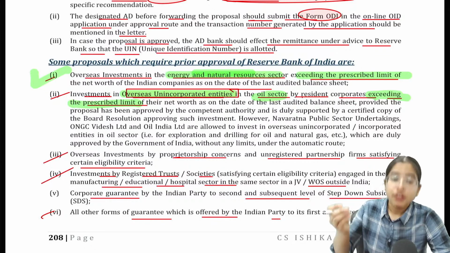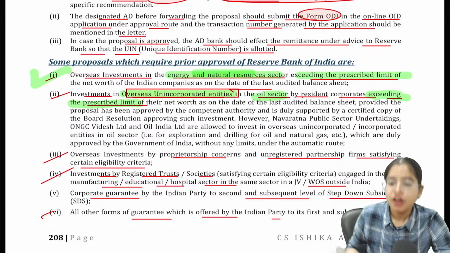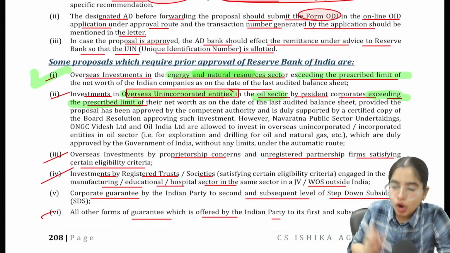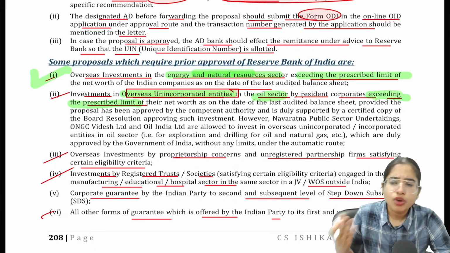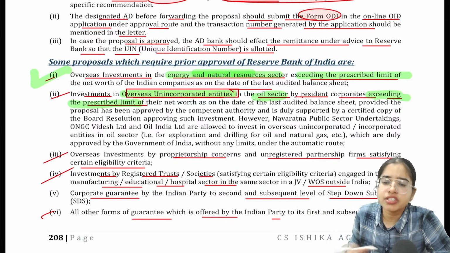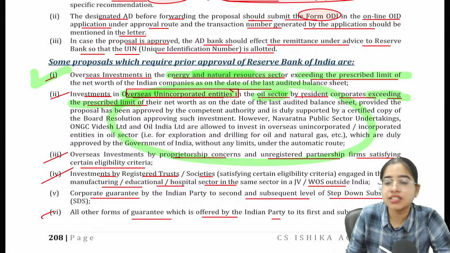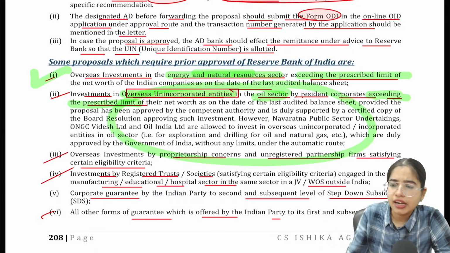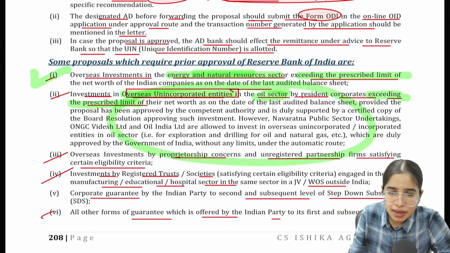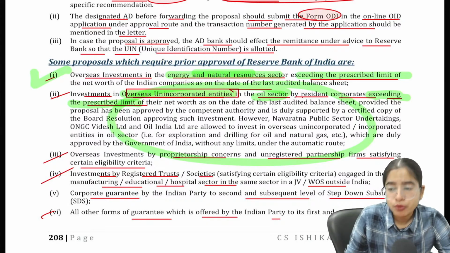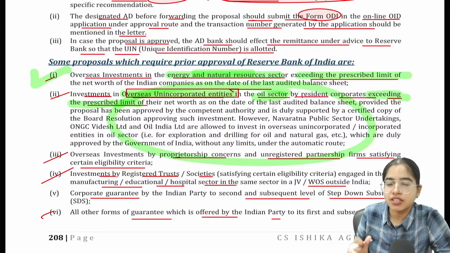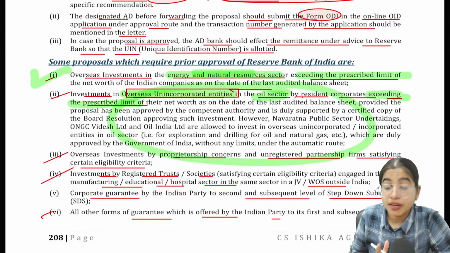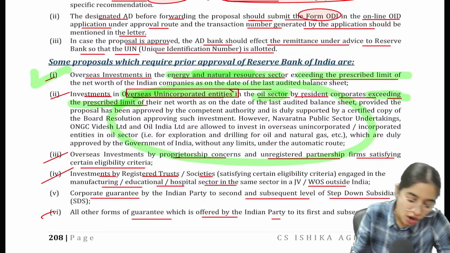So here a number of situations are given where you cannot go through the automatic route, you compulsorily have to go through the approval route. So if in your exam a case is given and asked whether this company needs prior approval of RBI or not, then you simply have to understand that yes, here prior approval of RBI is needed. We cannot go through the automatic route, we have to compulsorily go through the approval route.